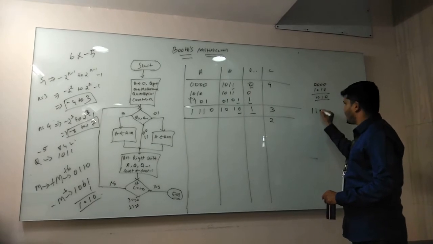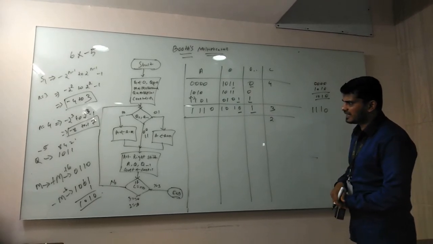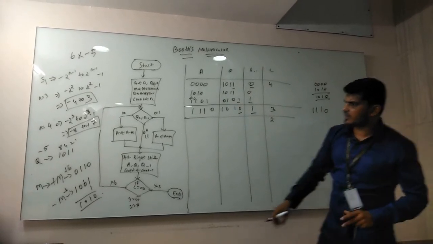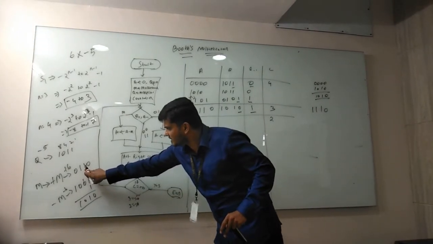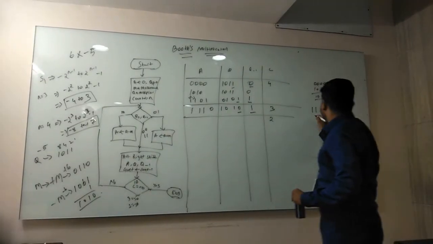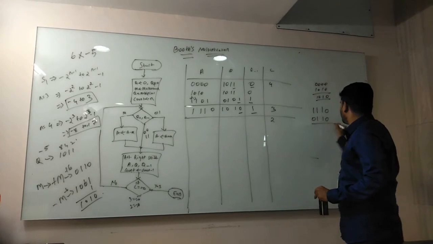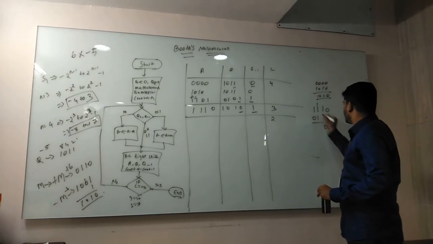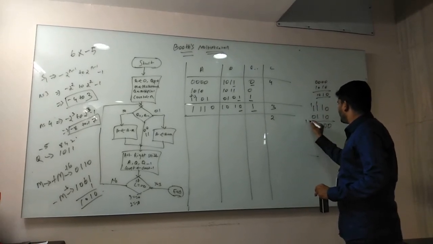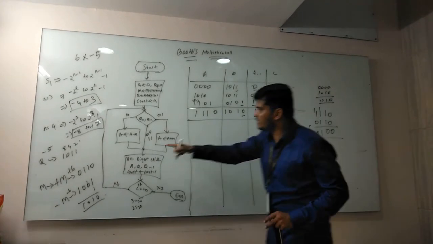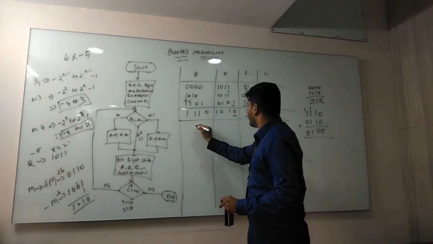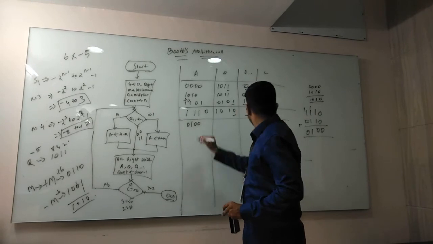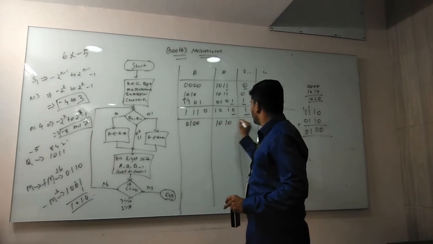What is A? 1, 1, 1, 0. And what is plus M? We have calculated it as 0110. 0110. 0, 1 and 1 is 0 with 1, 1, 1 and 1 is 0 with 1. You ignore the carry and put the value back to A. 0100 and 1010 with 1.